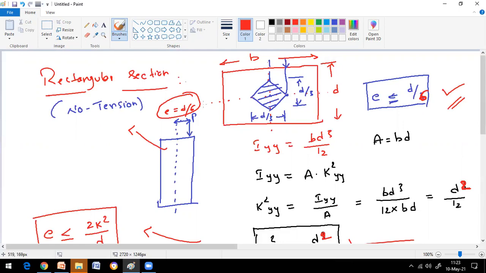What happens if it is more than d by 6? Your column will have tension also. If the column has tension, then a reversal of stresses will develop. What does reversal of stresses mean? There will be tension and there will be compression, both compression and tension come. This always creates a huge or massive failure in the column. Understand? So that is the reason why you have to know the eccentric limit of the different sections. Okay, that we have to know.